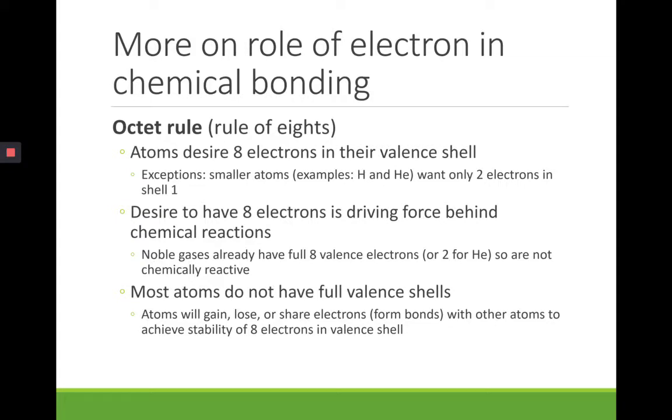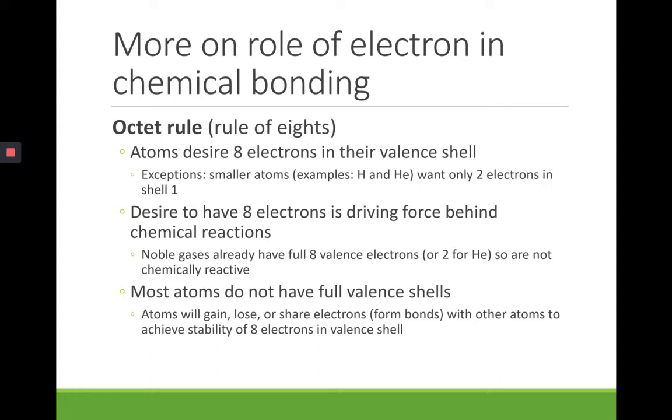So we have an octet rule, or the rule of 8s, that gives us some more information about how these electrons in the valence shell are going to behave. What the octet rule says is that atoms that are reactive want 8 electrons in their valence shell, that they desire these 8 electrons in their outermost energy level, and that's the driving force behind chemical reactions. An example of atoms that are completely happy are the noble gases, because all of them already have a full 8 electrons in their valence shell.